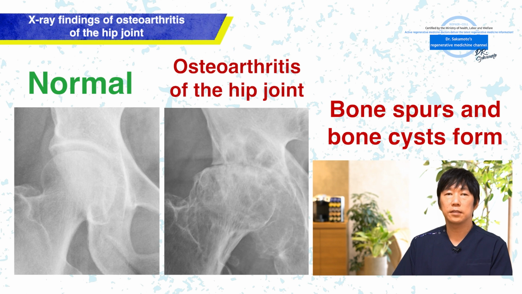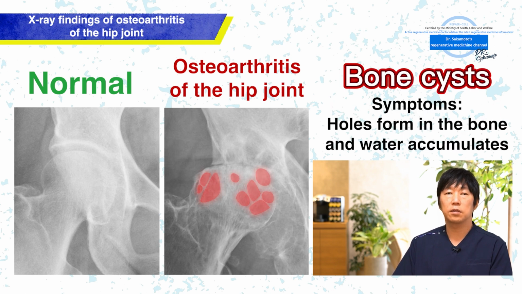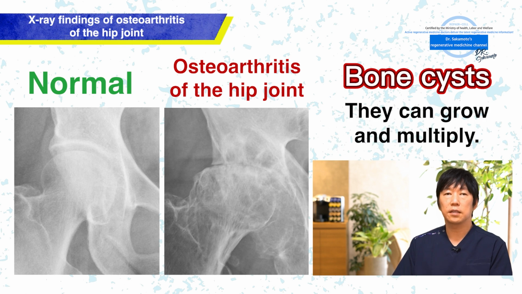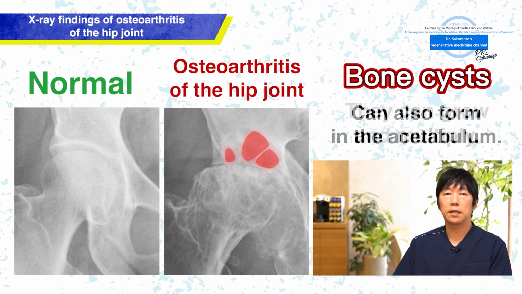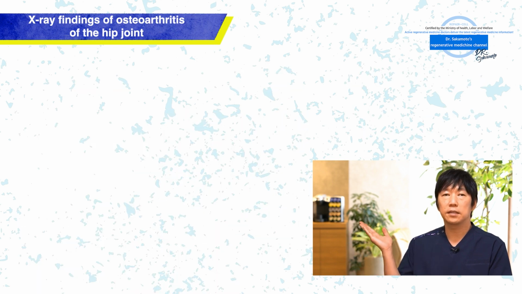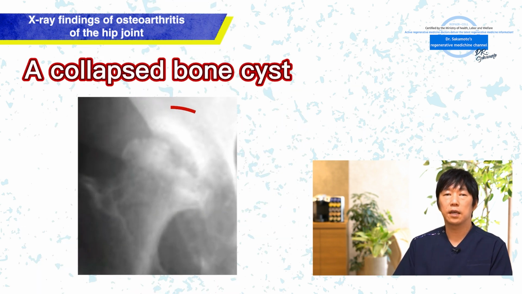A bone cyst is a condition where a hole forms in the bone and is often filled with fluid. As the deformation of bone cysts progresses, it can grow larger or increase in number. Additionally, bone cysts can form not only in the bone head, but also in the acetabulum. As seen in this X-ray, if a bone cyst collapses, it can cause intense pain and may require emergency surgery.